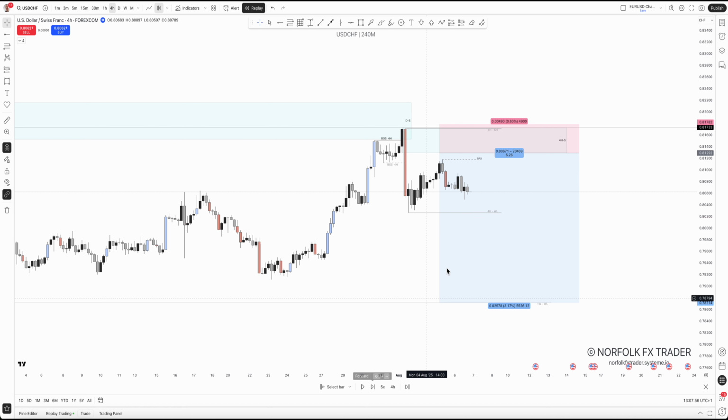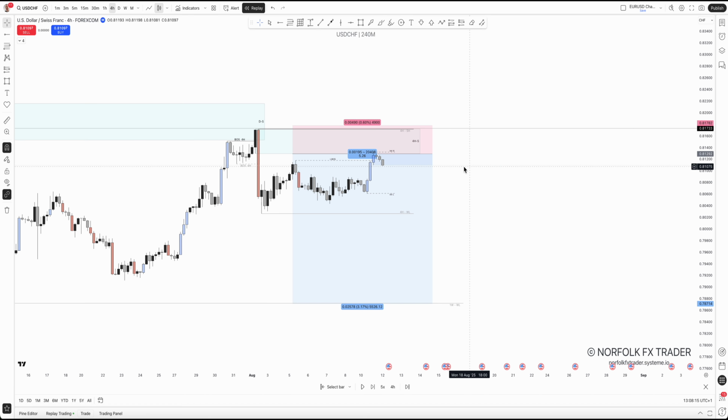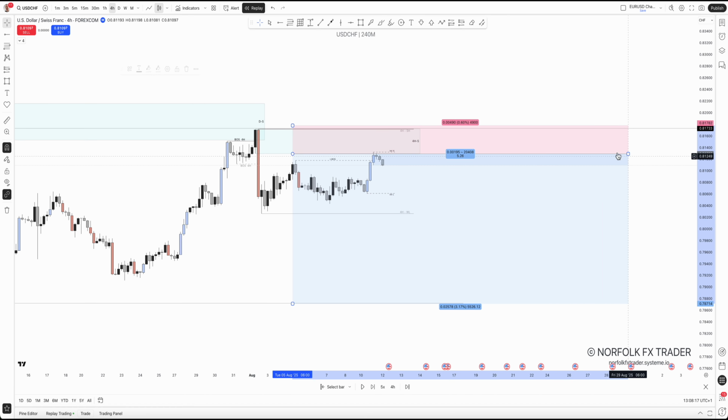Okay, so we're looking for a potential internal structure. So this can act now as a potential area to be run through, swept in the market to fully fill this imbalance into an area of supply. Let's see if that's what we get. So will we get triggered into this trade? So we do. We run this high, taking liquidity, fully filling that area of imbalance. And that's perfect. That's what we're looking for in an entry.